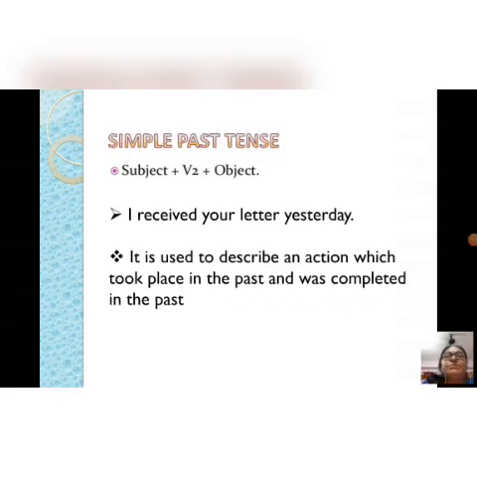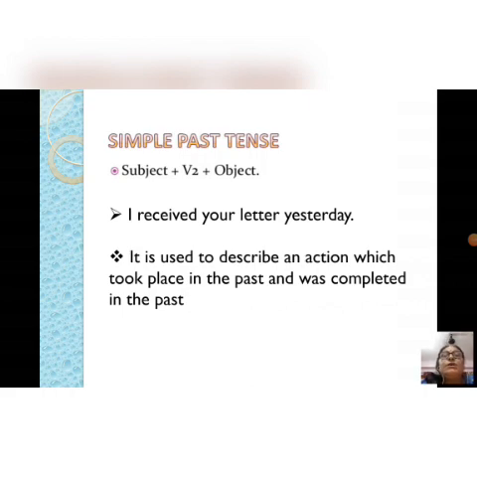Now come to the next, past tense. Simple past tense. It is used to describe an action which took place in the past and was completed in the past. So in simple past, the action took place in the past and was completed only in the past. For example, I received your letter yesterday.